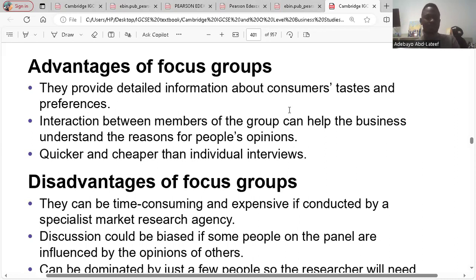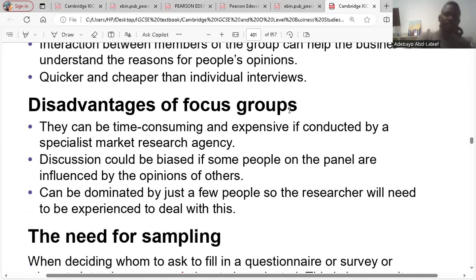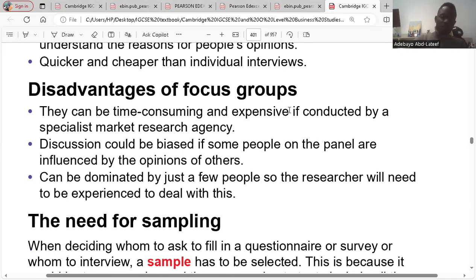Is it clear? Yes. The third one, quicker and cheaper than individual interviews. Here, your cost will reduce. Yes. Because you are doing it once, not like you have to do one by one. Clear? Yes. Now the problems. The problems about focus group. The disadvantages.